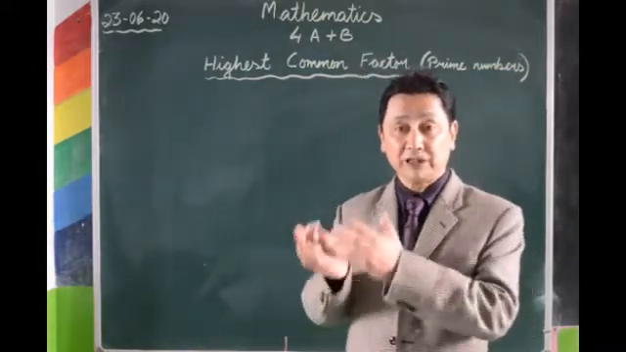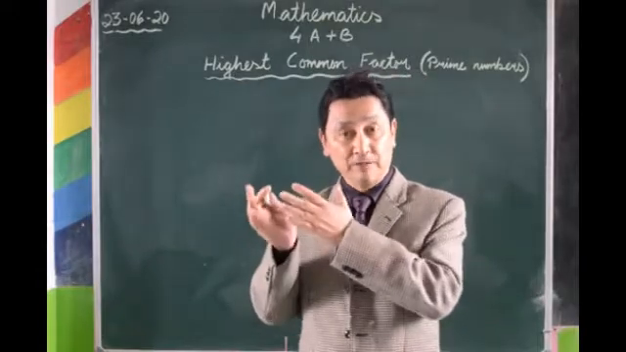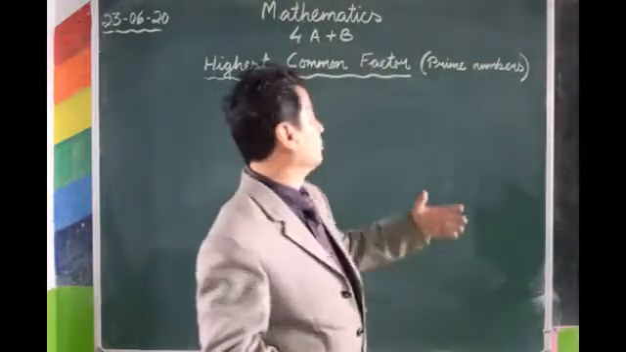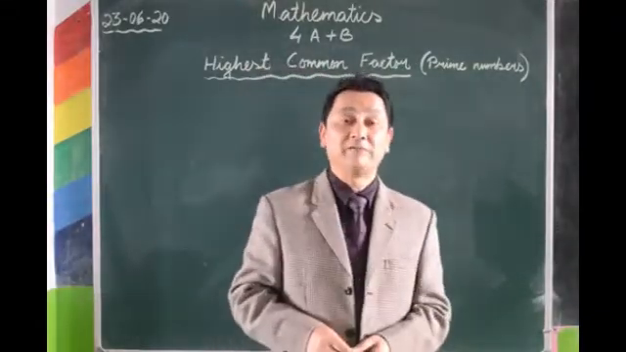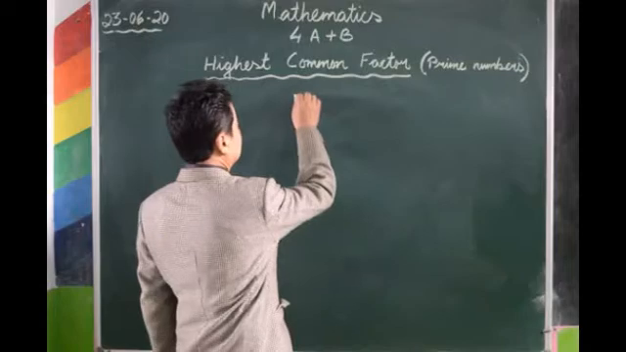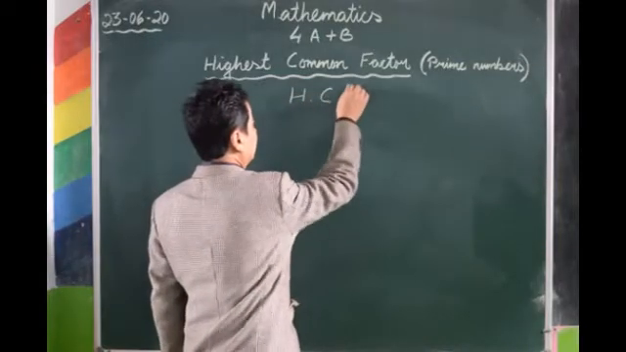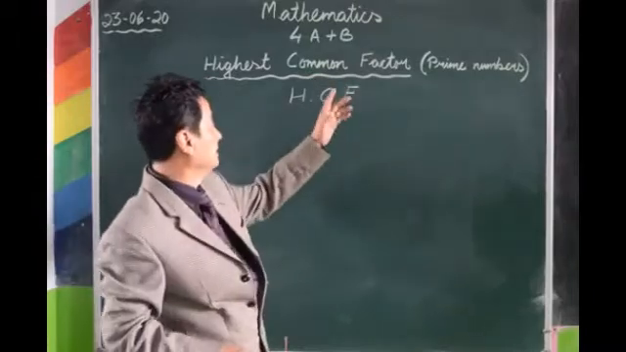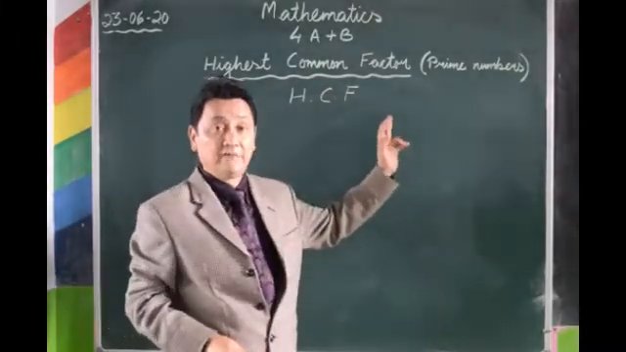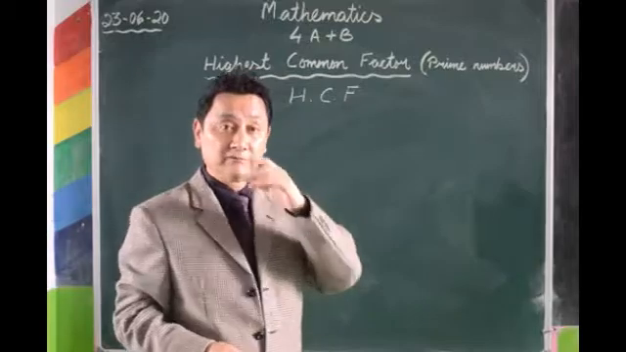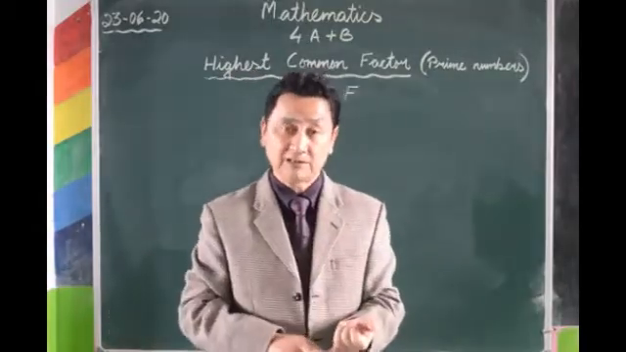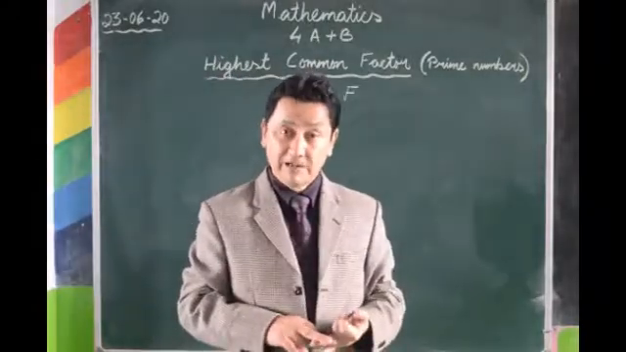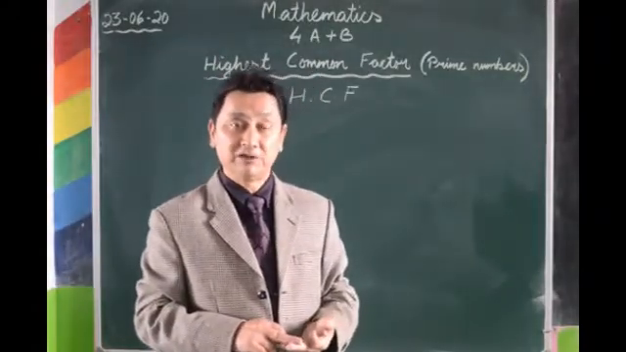In the same way, based on prime numbers and prime factors, we are going to learn something new, which is known as the highest common factor, or HCF for short. Now we are going to learn it. There are three ways of doing it. One is by only factors, the second is by prime numbers, and the third is by the division method.